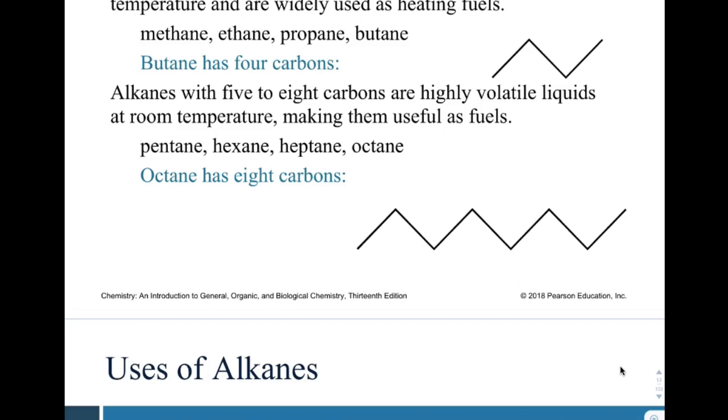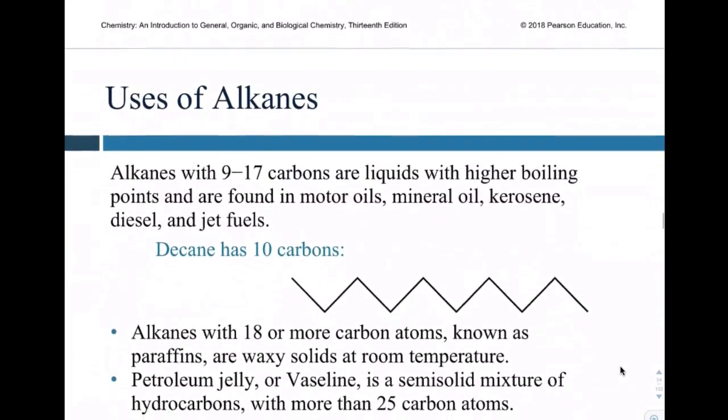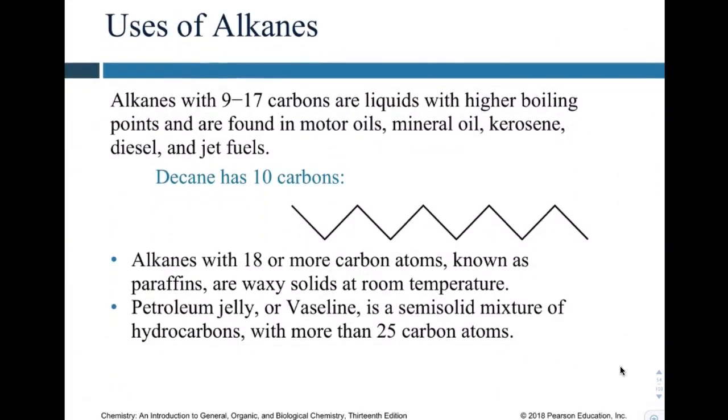They can easily be turned into gas at very low temperatures, and so they're very useful as fuels. Then you've got your 9 to 17: motor oils, mineral oil, kerosenes, and those have higher boiling points. It takes a little more energy to combust them because they have more carbons going on, more bonds to break. And then, of course, anything 18 or more is going to be a solid at room temperature.